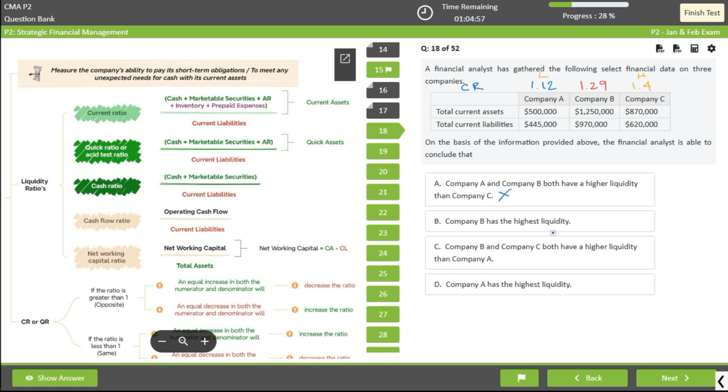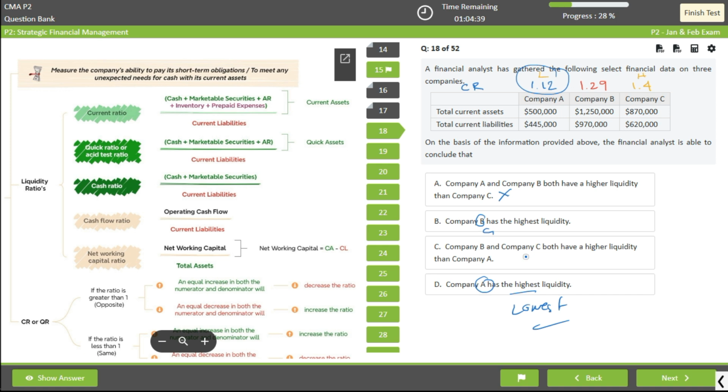Company B has the highest liquidity. No, it's company C. Okay, company A has the highest liquidity. No, company A has the lowest liquidity, because company A is standing at 1.12.